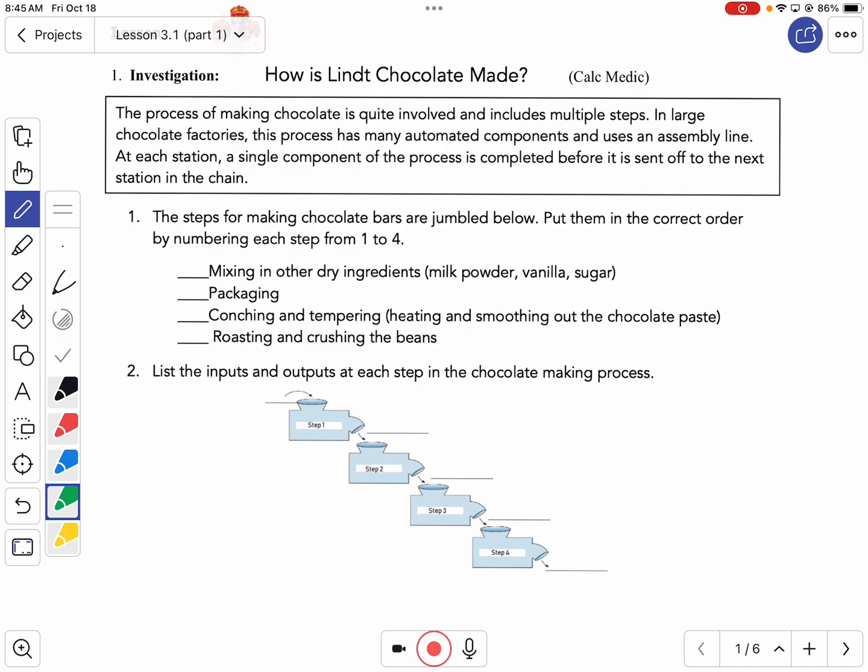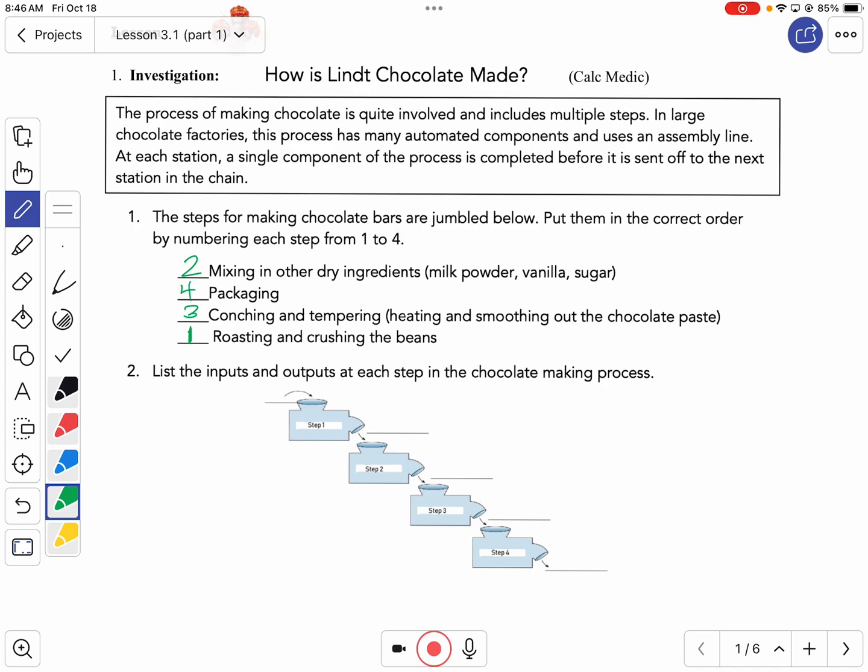All right, so what do you think is the first step in making chocolate? Roasting, crushing the beans, I agree. What about the second step? Mixing in other ingredients, yeah, put the other ingredients in is what they say. And then what will we do? Tempering, so you're heating and smoothing out the chocolate paste. Then finally we would package it.